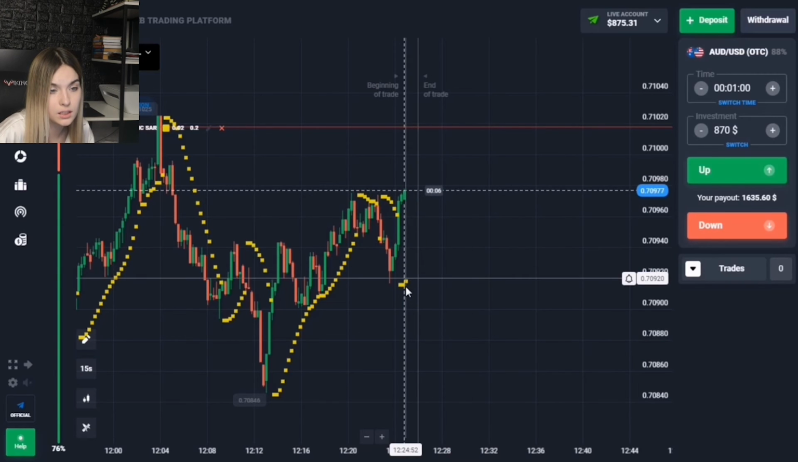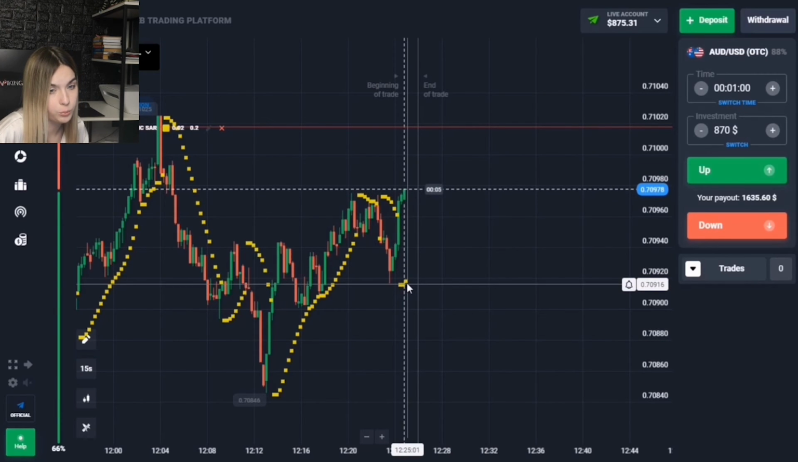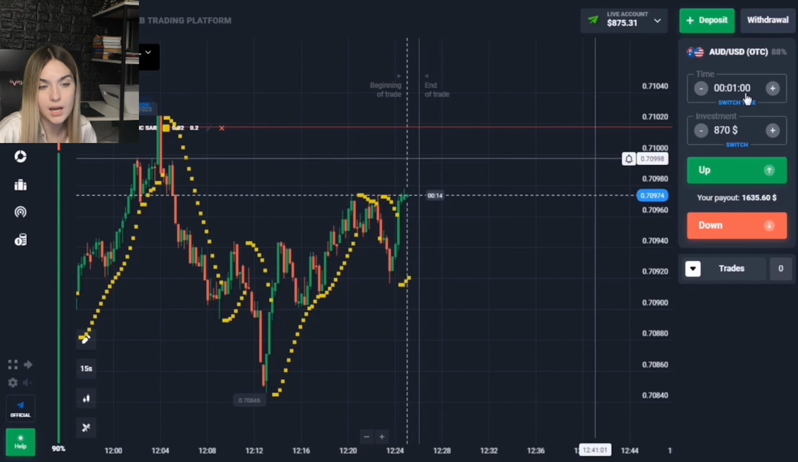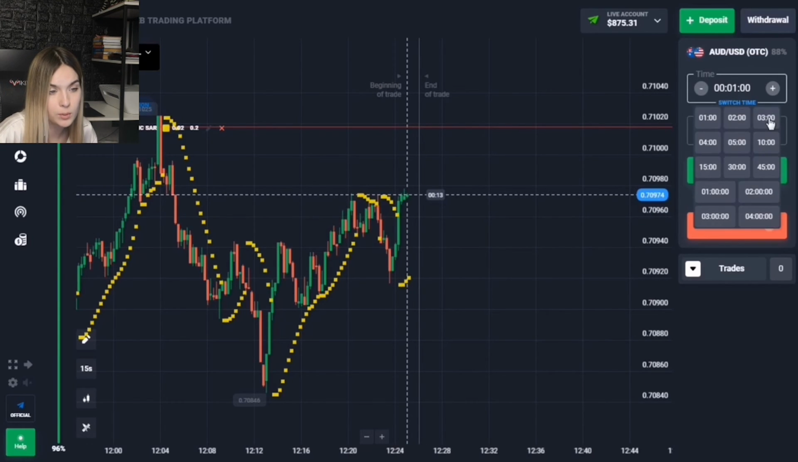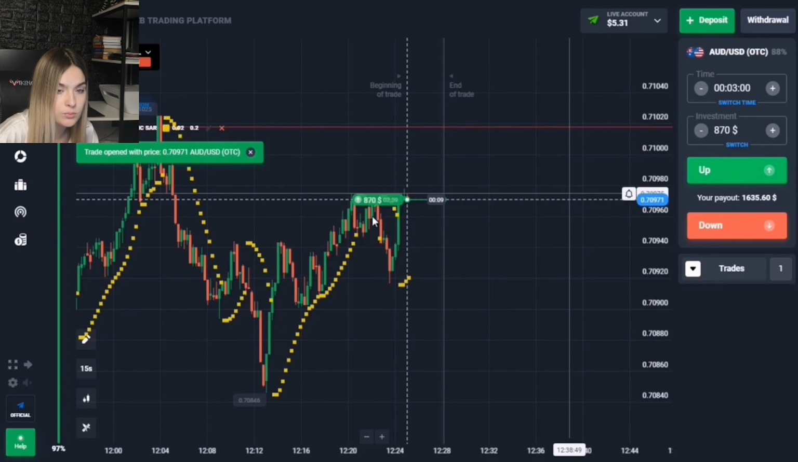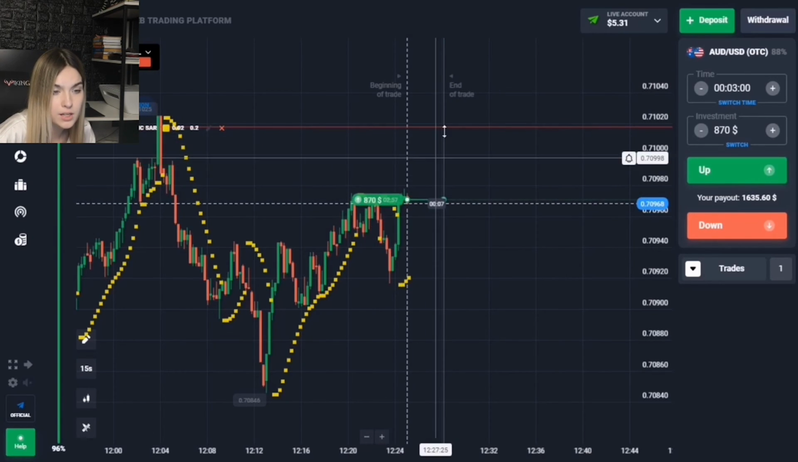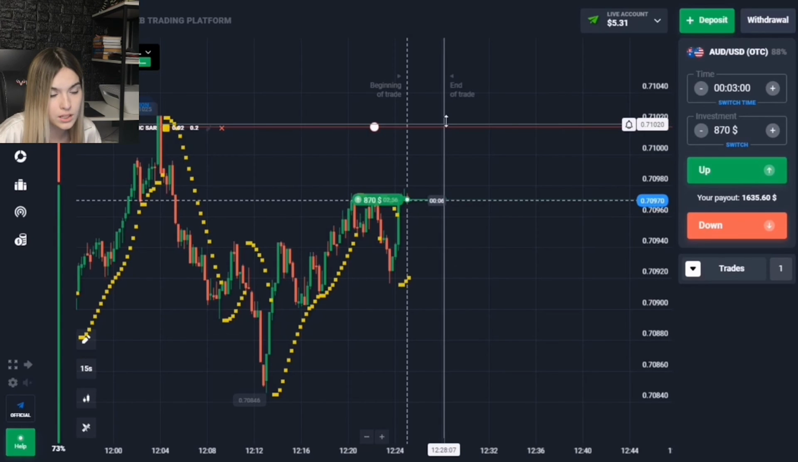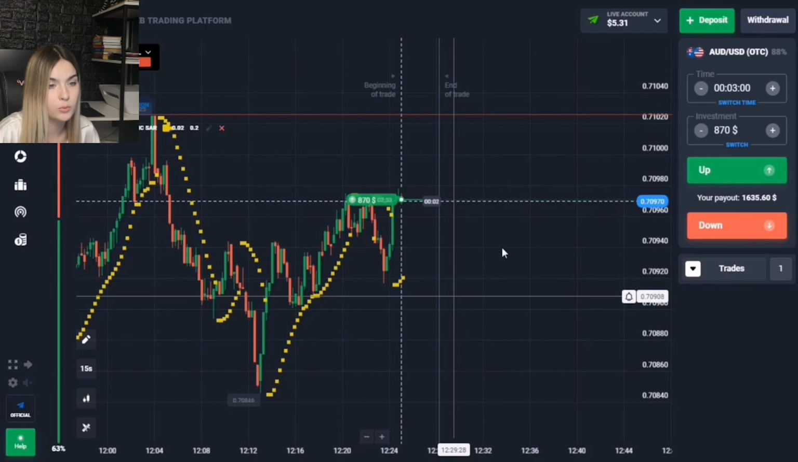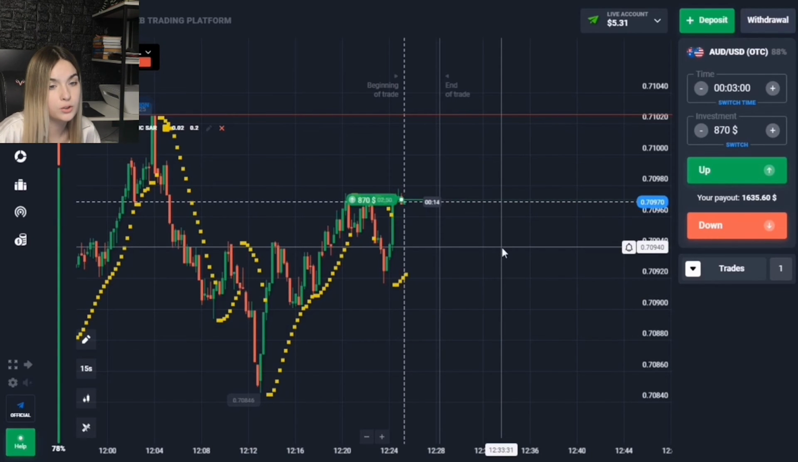Here we also see that our indicator tells us that there is an entry point. We also see that at the moment there is an upward movement in this situation. I suggest opening a deal for 3 minutes to upside. I think that the price will certainly continue its movement to the resistance level. As price highs and price lows are getting higher, there is an upward trend and the price will certainly continue its upward movement. And so friends, let's wait for the end of our transaction.